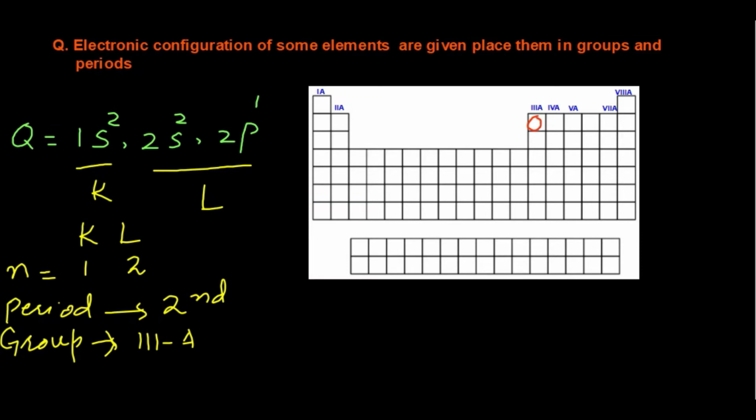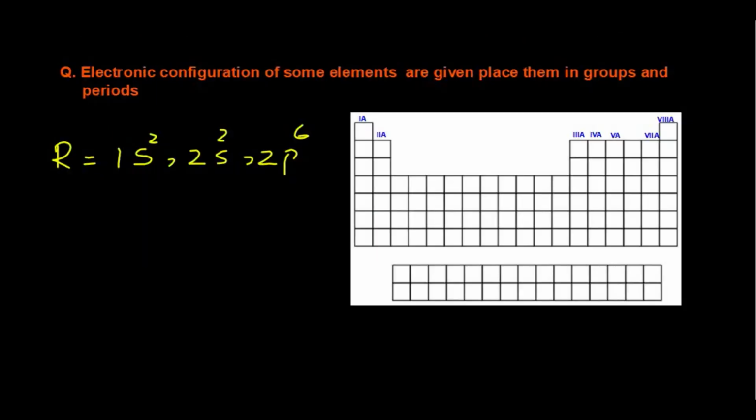Q is present in group 3A. It belongs to group 3A. I hope this is clear. We will see the next element which is given. The next element is R with the electronic configuration 1s2, 2s2, 2p6.